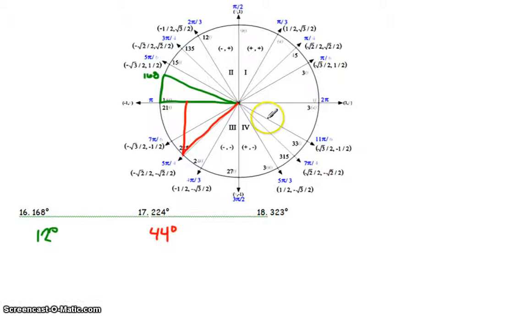323 is going to be about here. And so I want to find my reference angle. I go up to my x-axis. Now, I'm not going to use 0. I'm going to use 360. So I'm going to find the difference between 360 and 323, and I'm going to get 37. So that is going to be 37 degrees.